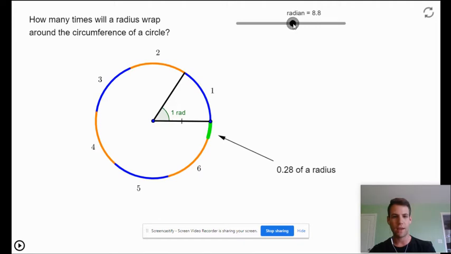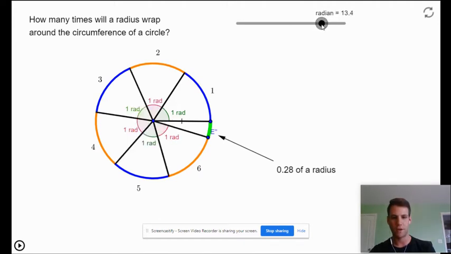So we basically can go all the way around the circle, and we have all of those pieces filled in. So we have 1 radian, it would be the angle hitting a 1 radius length arc. And then you have 2 radians, 3 radians, 4 radians, 5 radians, 6 radians, and 6.28 radians.